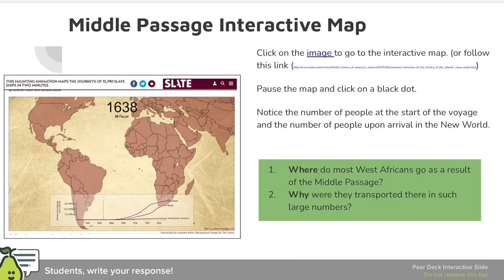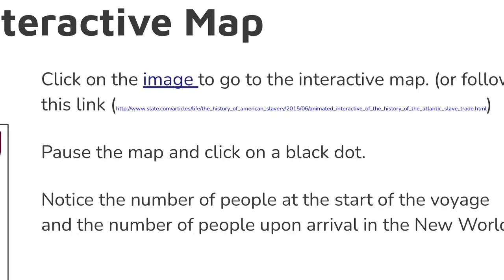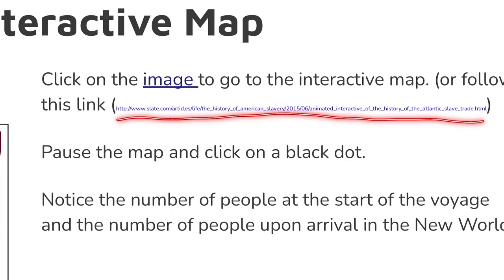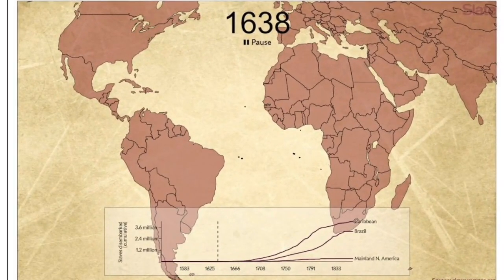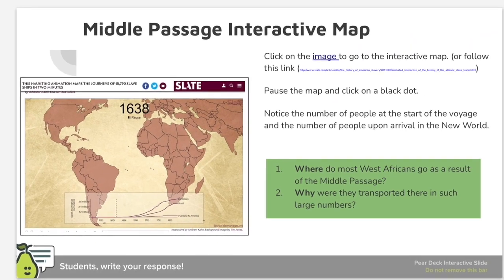All right, now this interactive map that I have here, it doesn't show up very well when it is zoomed. And so instead, what I'm going to do is link this map so that you can pull it up on your own computer. It's just a 2-minute animation of the asiento, of the Middle Passage. And what I want you to look for are these questions here on this map.